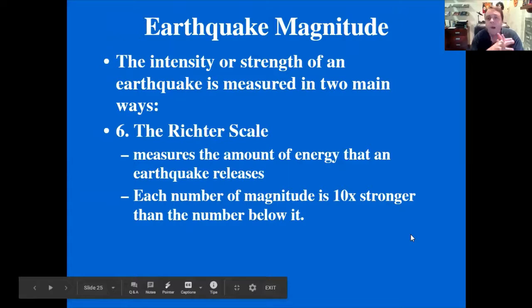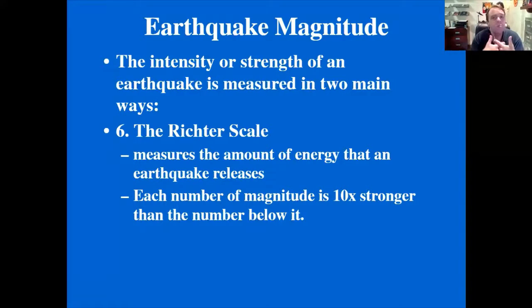All right, so magnitude of an earthquake is the intensity or strength of an earthquake, and it's measured in two main ways. And we're going to get further into these, and you can do your own research as well. First one's called the Richter scale. It measures the amount of energy that an earthquake releases, the actual energy. The thing about the Richter scale is that each number of magnitude is 10 times stronger than the number below it. So going from a magnitude 1 to a magnitude 2, it's 10 times stronger.